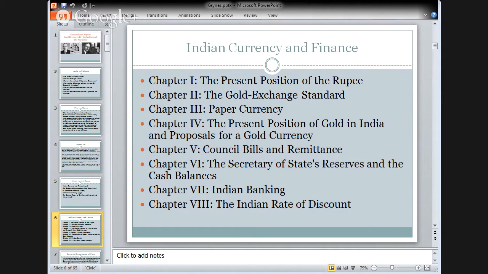And it doesn't actually matter whether you transport or you don't transport, because most of the gold is going to lie in the reserves, the bank reserves or the government reserves. So that is the entire theory of Keynes with Indian currency and finance.